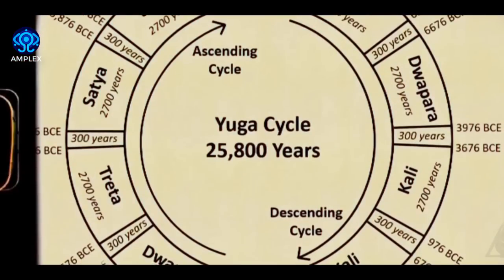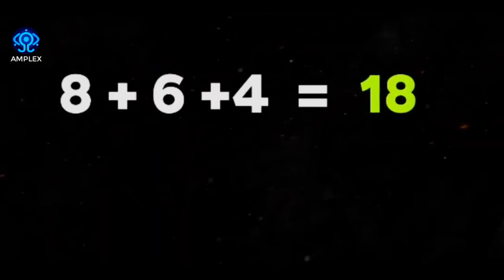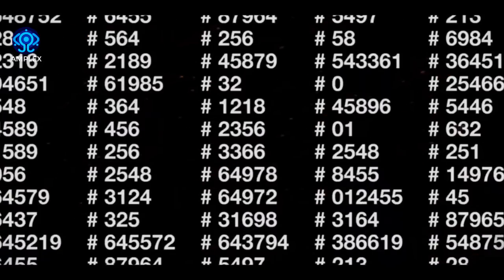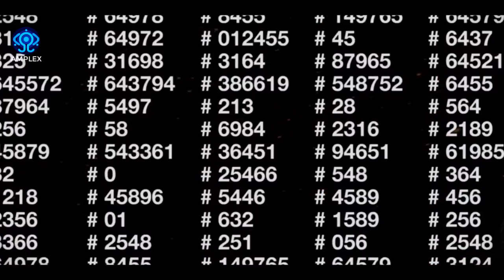Look at the yugas. I said 864,000 for the Dwapara Yuga. 8 plus 6 plus 4, 18. 1 plus 8 is 9. The Treta Yuga, 1,296,000. So 1 plus 2 plus 9 plus 6, 18. 1 plus 8 is 9, over and over again.